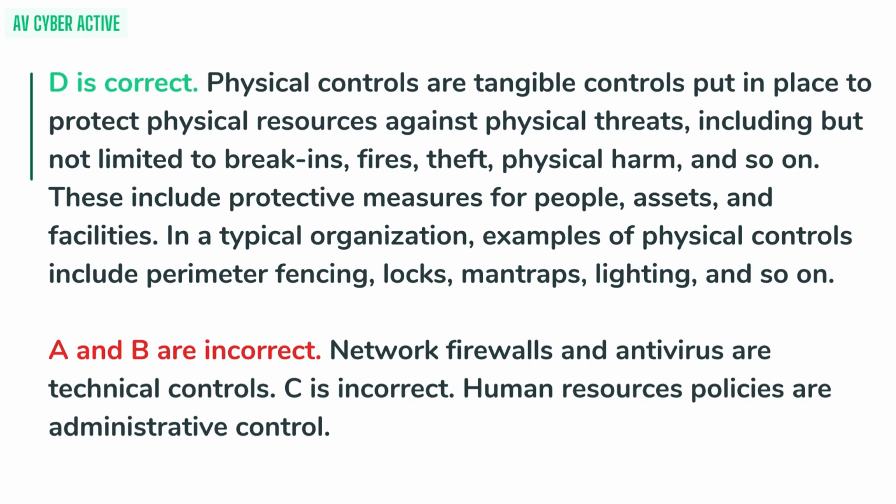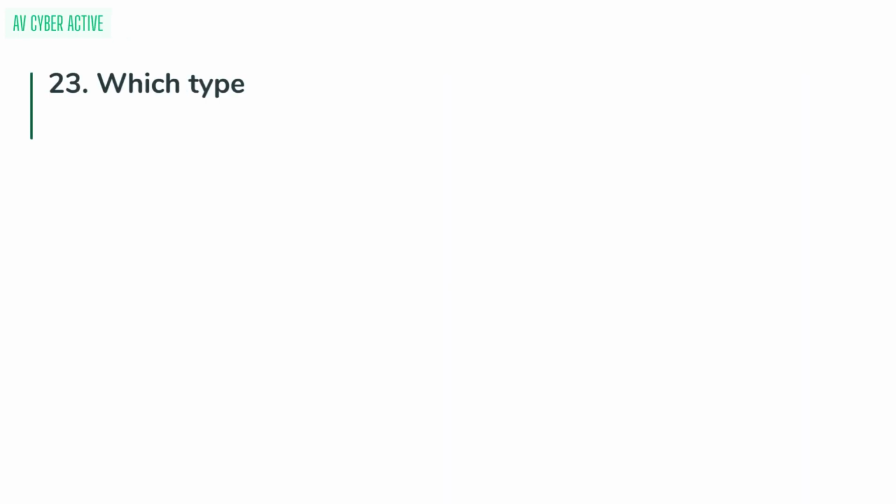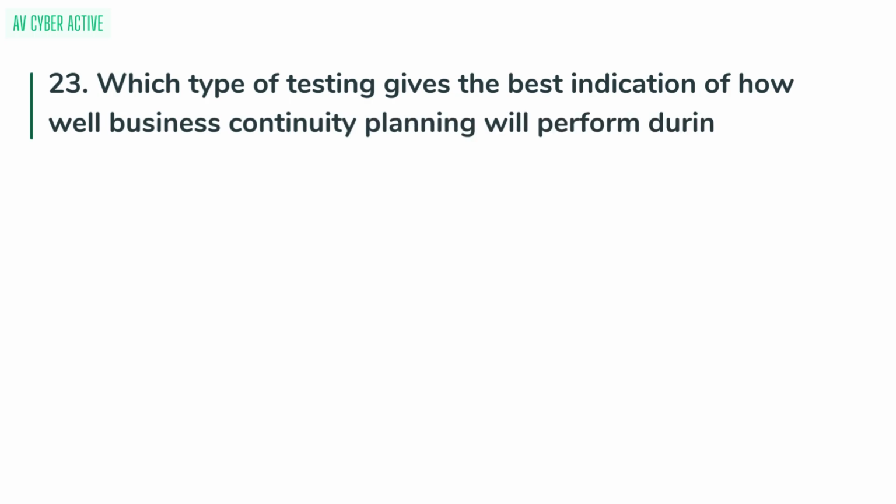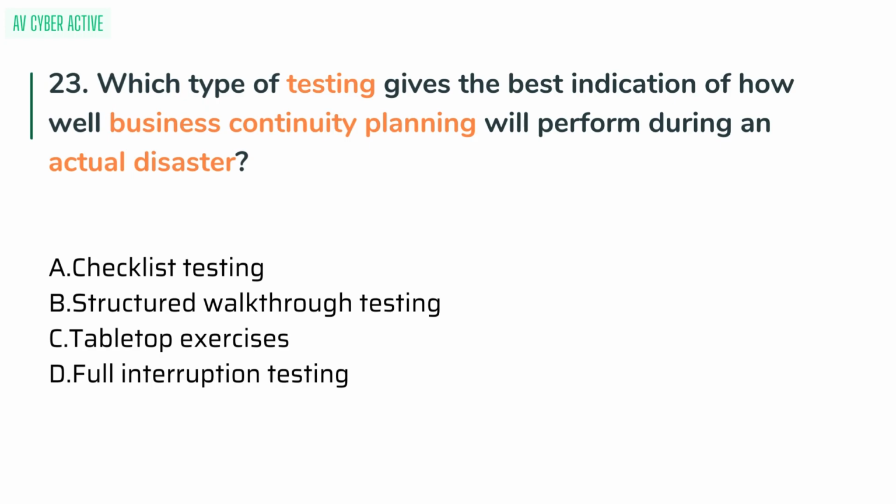A and B are incorrect. Network firewalls and antivirus are technical controls. C is incorrect. Human resources policies are administrative controls. 23. Which type of testing gives the best indication of how well business continuity planning will perform during an actual disaster? A. Checklist testing. B. Structured walkthrough testing. C. Table-type exercises. D. Full interruption testing.